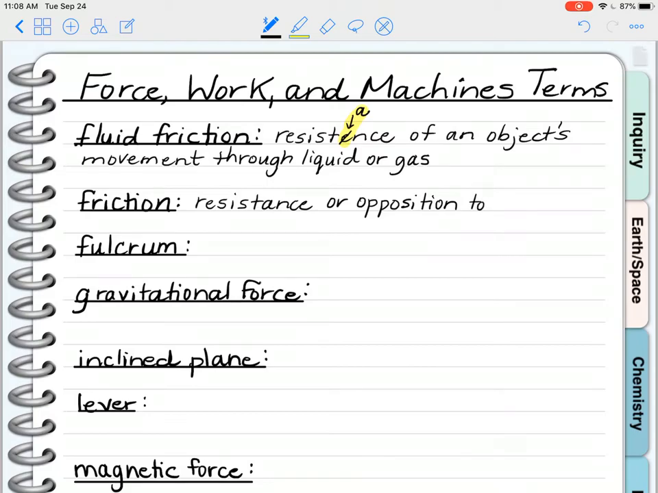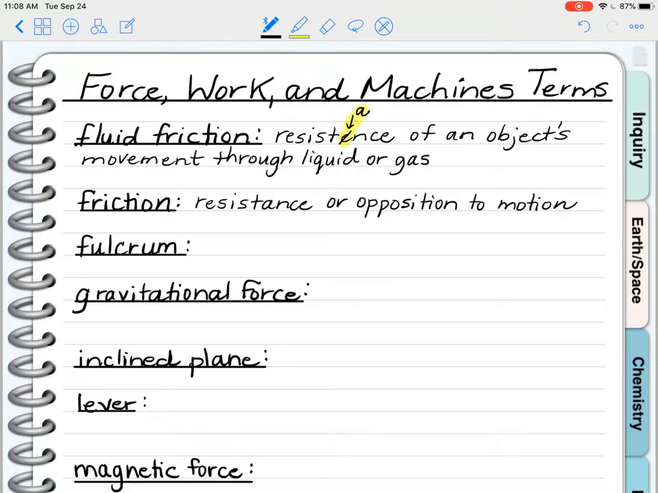And if you rub your hands together very fast, you will feel heat. That is because of friction. There's that natural tendency to resist motion. So you have the heat that's building up as a result of friction.